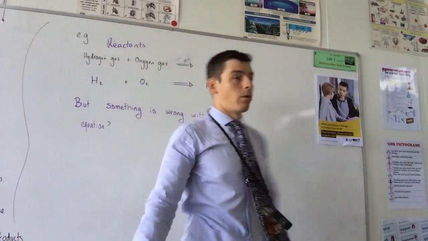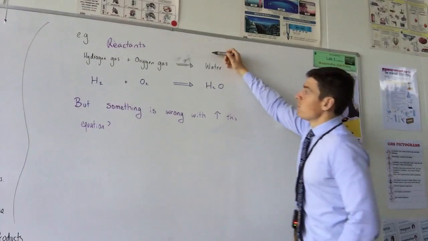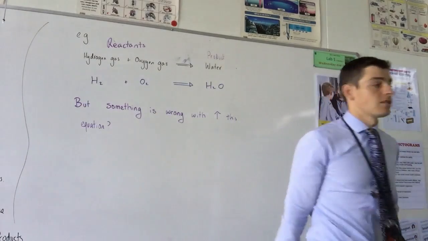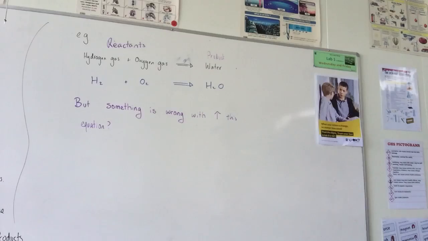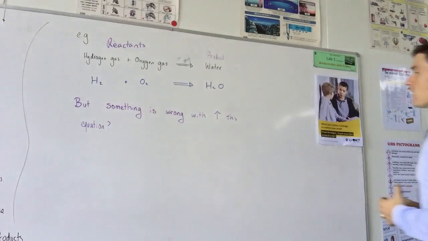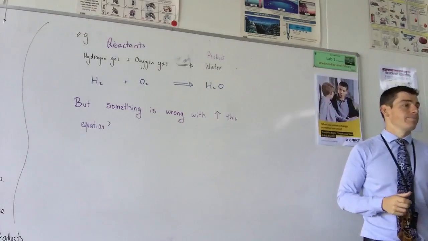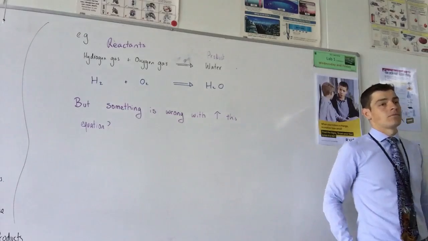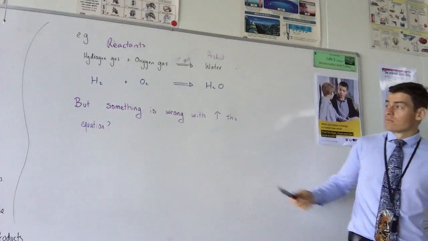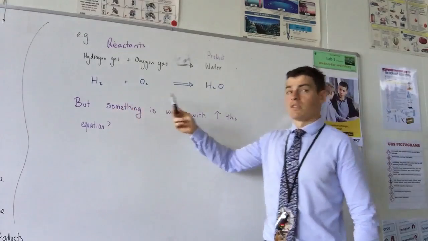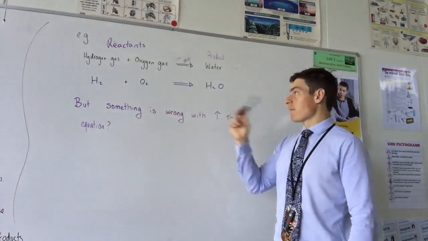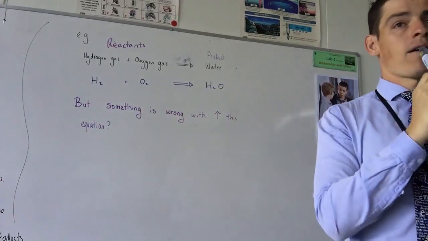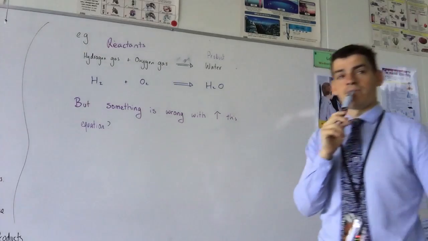And above water, what would I write? Thanks, Adam. Very good. Water's the product. Now, Haley identified to my question before that something is wrong with the above equation. What is that, Haley? There's 2 oxygen and 2 hydrogen. What's the problem with that? In the product, there's no 2 oxygen. Ah, that is a bit of a problem. Why is that a problem?